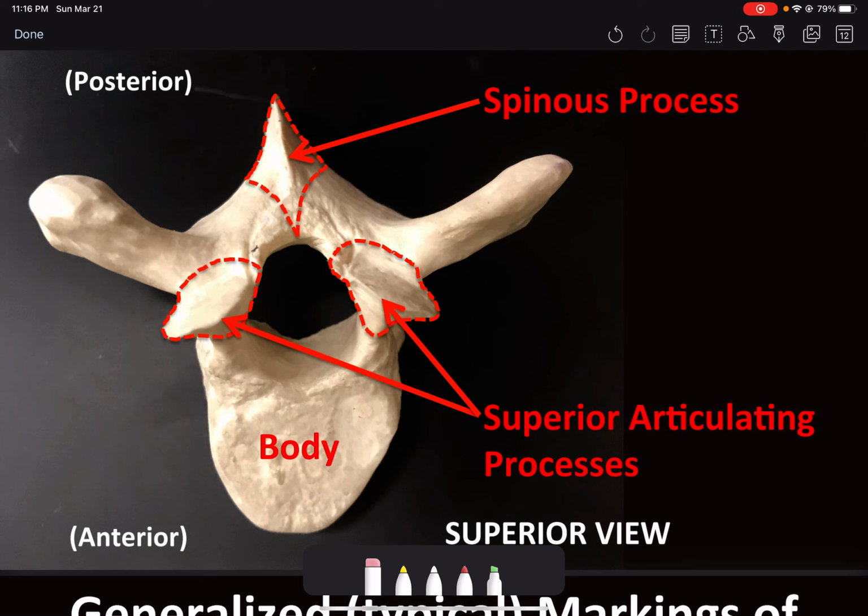And then between the two lamina in the back, at the very posterior aspect of the vertebra, is going to be the spinous process. So you have two transverse processes and then a singular spinous process. The transverse processes are between the pedicles and the lamina, and then the spinous process is just between the two lamina. Then also wedged between the pedicles and the lamina, just superior to your transverse processes, are going to be your superior articulating processes.